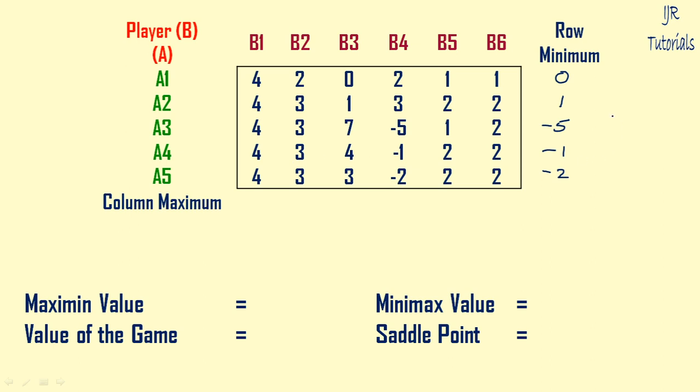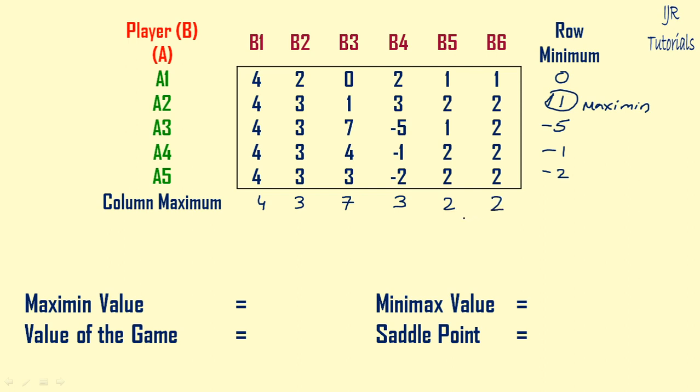Out of these row minimums, we find the maximum number. So 1 is the maximum number. This is referred to as maximin. Now coming to the column maximum, under column maximum we identify the maximum number of each column. For B1 the maximum is 4. B2 maximum is 3. B3 maximum is 7. B4 maximum is 3. B5 maximum is 2 and B6 maximum is 2.